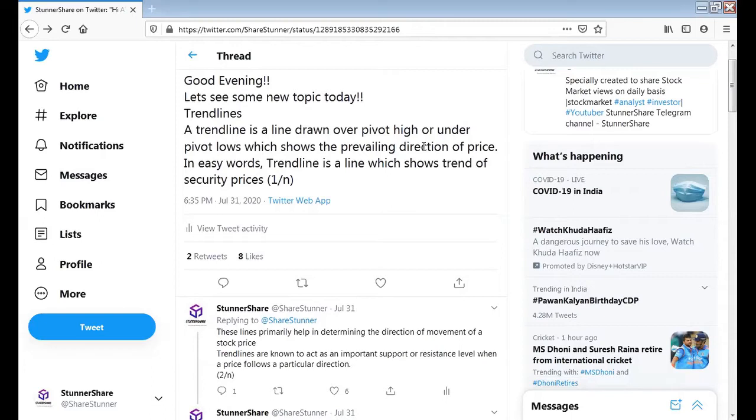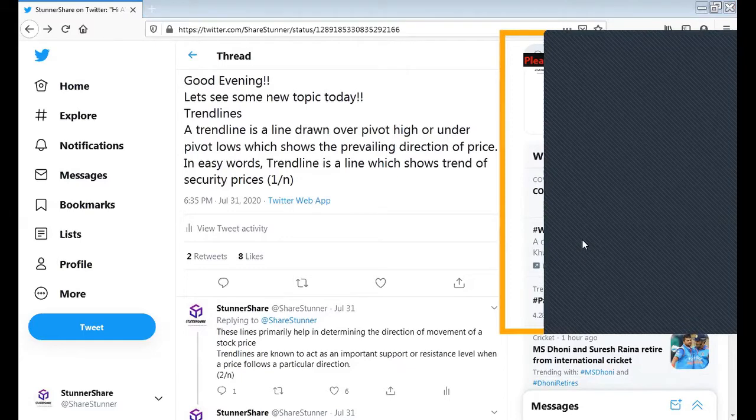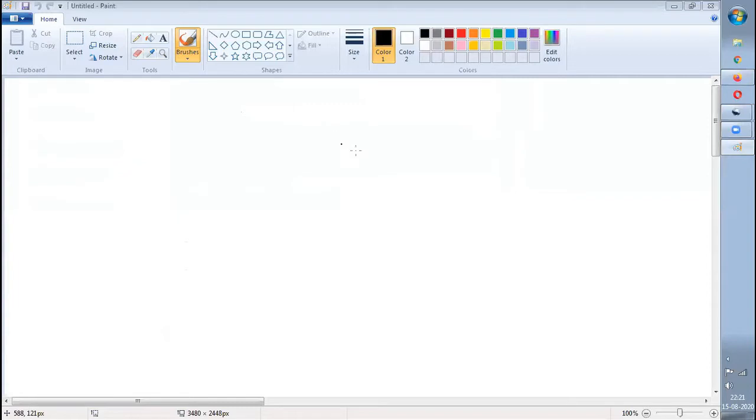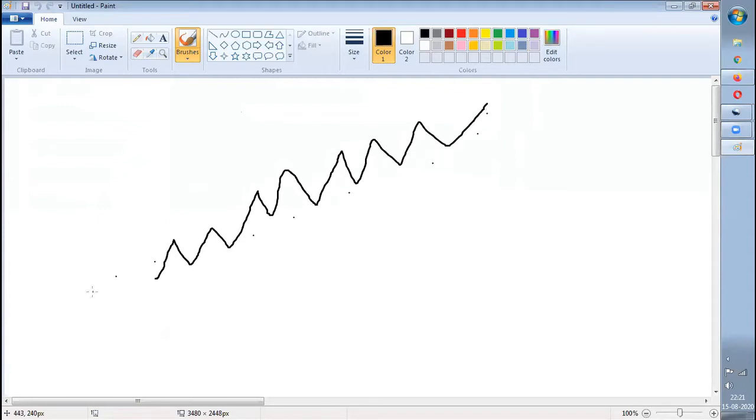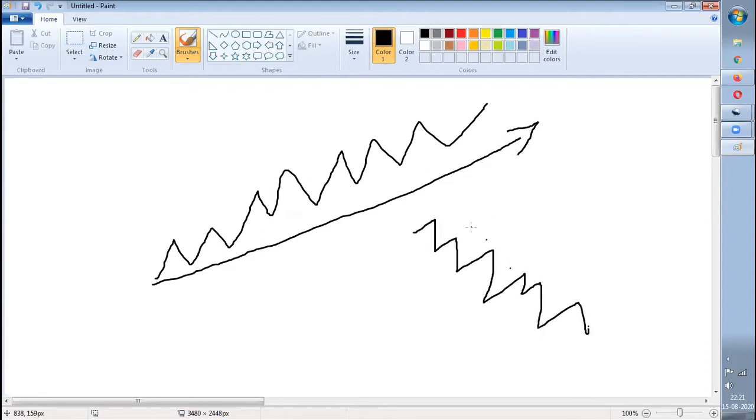For example, let me take Paint. So, for example, a stock is an uptrend stock here. The trend line which is drawn over here tells this stock is in an upward direction. For a downtrend stock, a trend line drawn like this tells you the stock is in a downward direction. So this is all about what a trend line actually tells.